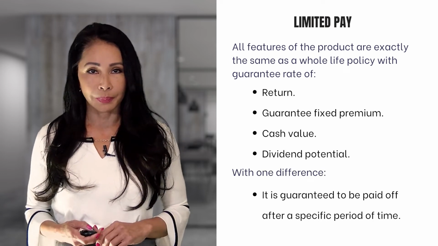specific period of time. Depending on what is offered by the insurer, the client may be able to choose from a variety of options like 10, 15, or 20-year pay. What this means is after that specific amount of years, the policy will be completely paid off and the client will no longer have to make payments. Dividends will continue to be paid and cash value will continue to increase depending on the company's performance.